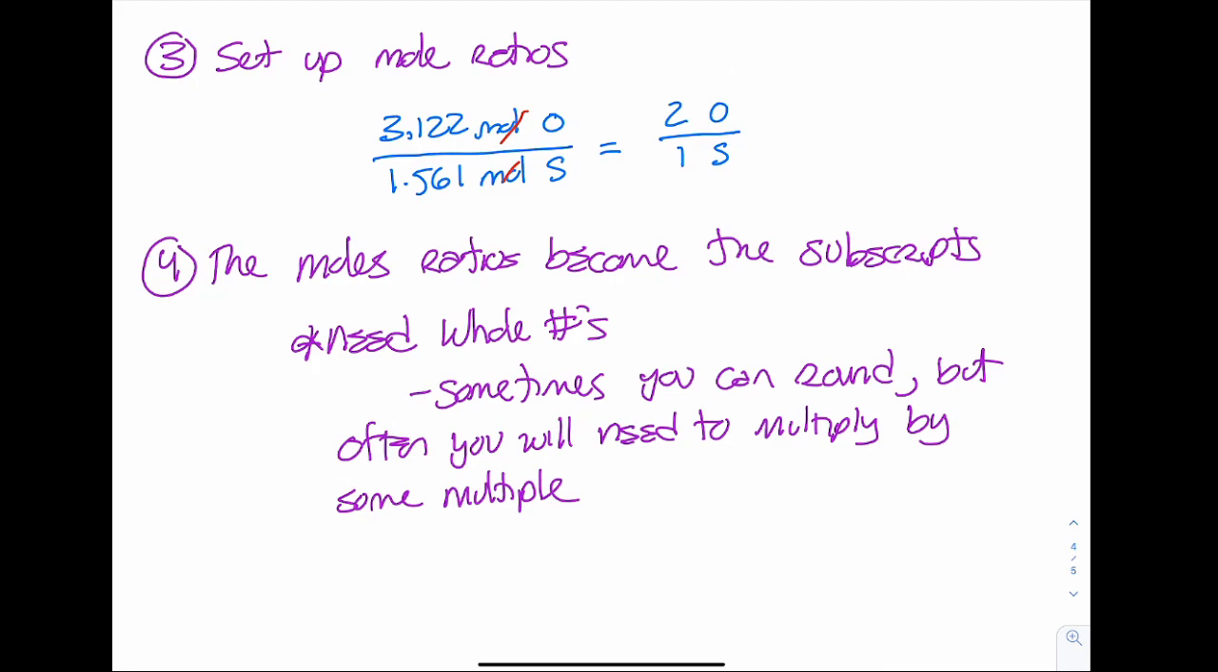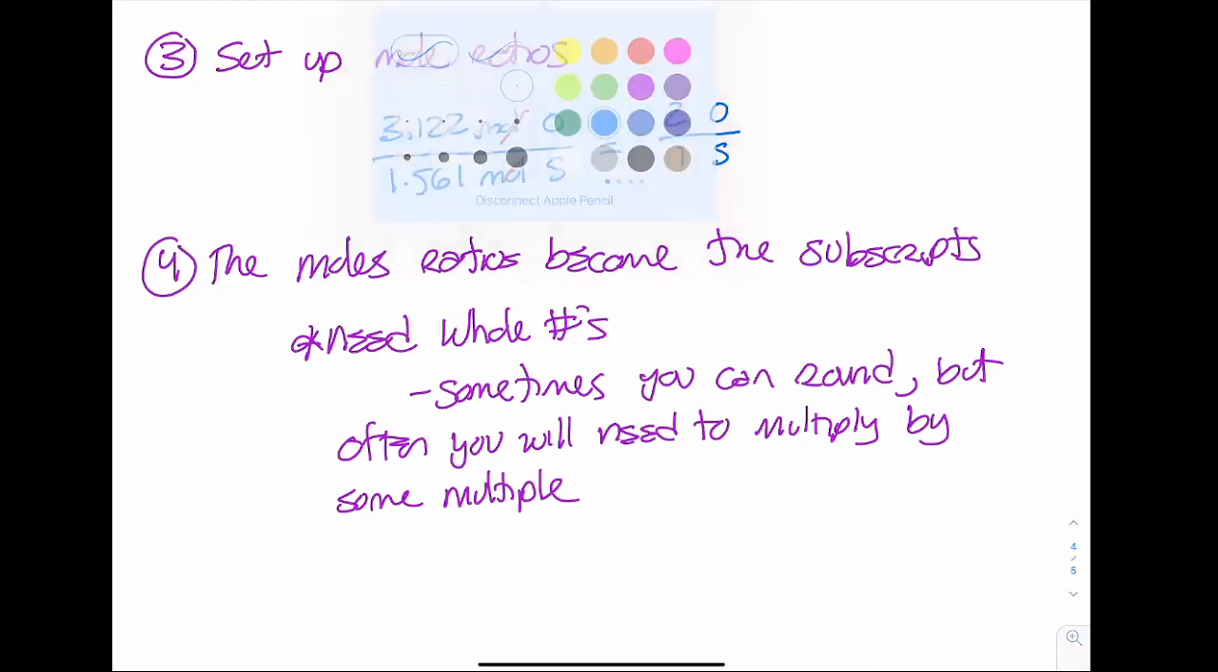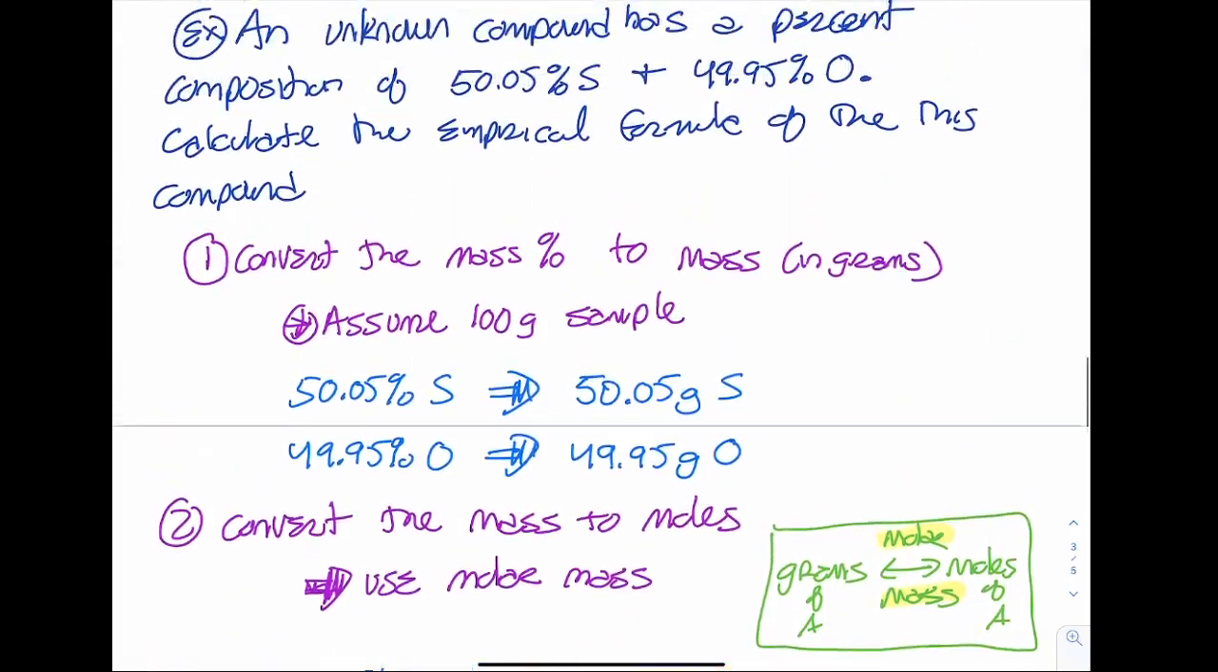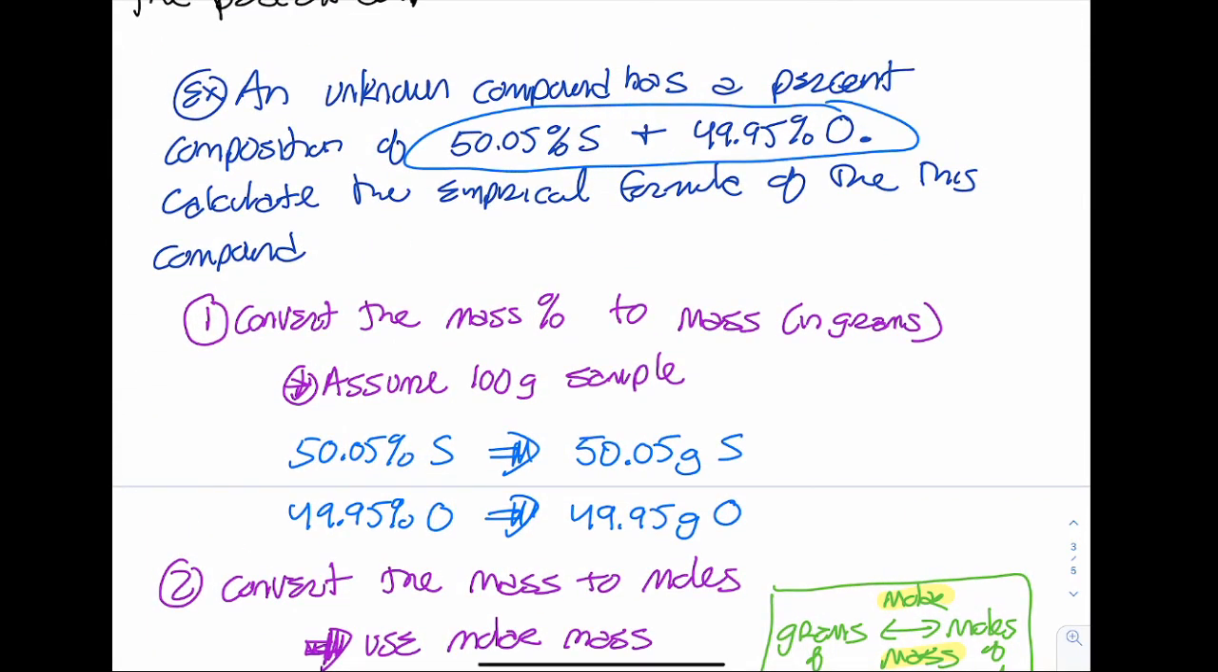So we need whole numbers. Sometimes you can round. Honestly, most of the time you can't. You'll have to multiply it by some number to make it whole. So if it came out to be like 2.5, I can't just round that. I would actually have to multiply it by 2, and I would have 5 to 2 instead of 2.5 to 1. And again, we'll do an example. This one I don't have to, so I can just turn those into my subscripts. So my chemical formula, I have S, and you can put the subscript 1 if you want. You don't have to, and then O2. So this would be my empirical formula for a compound that had this percent composition.